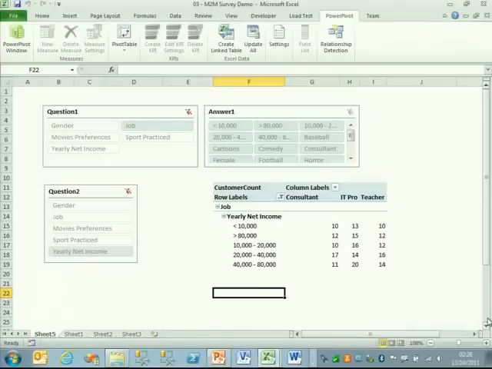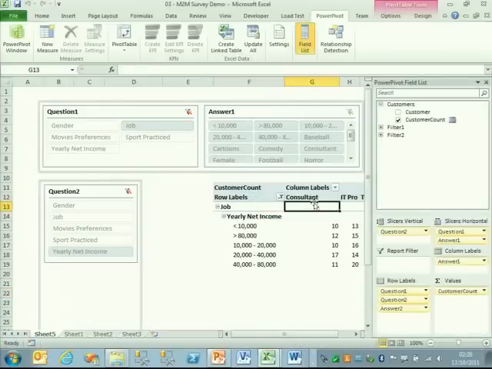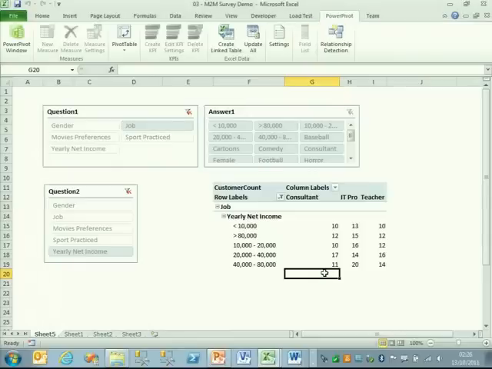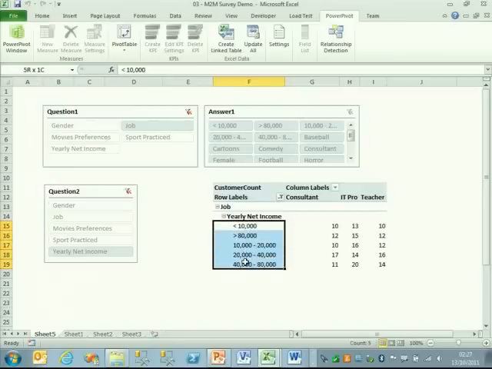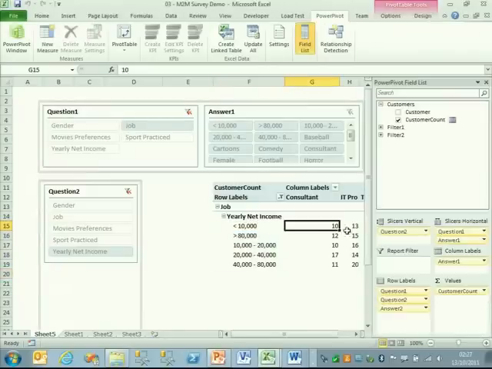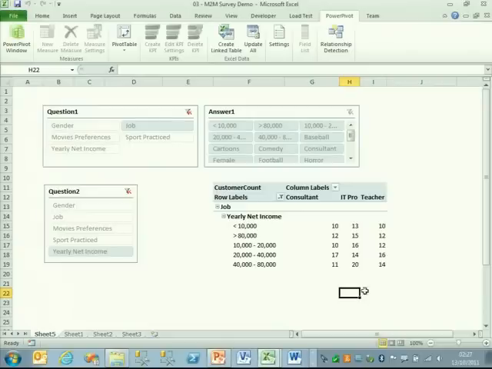We have selected job on the answer slicers. On the rows, we have the answer they gave us to job, which might be consultant, IT pro, or teacher. And then we selected yearly net income on this slicer. And here we have the different answers that the user gave to yearly net income if he is a consultant, an IT pro, and so on.